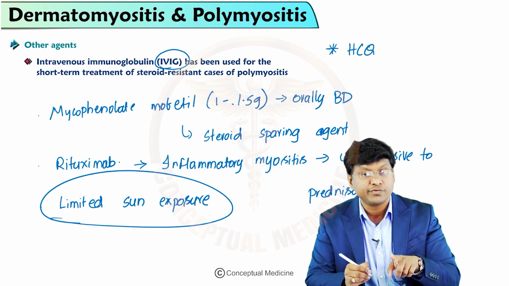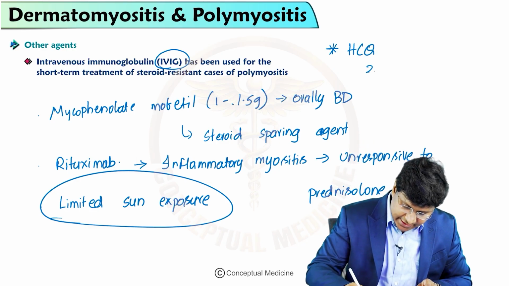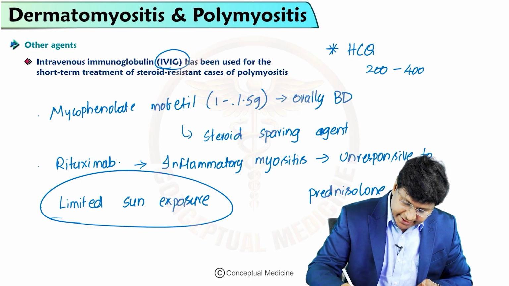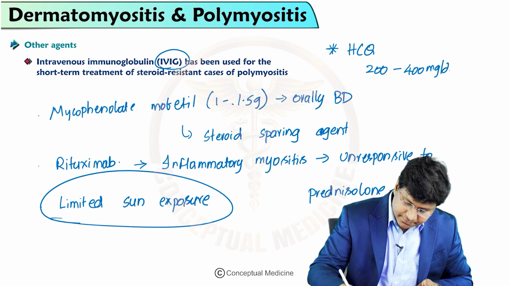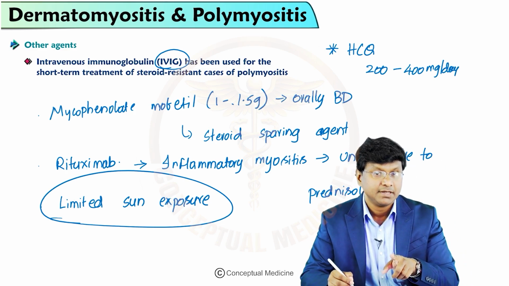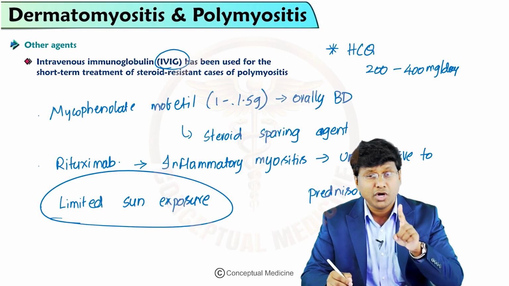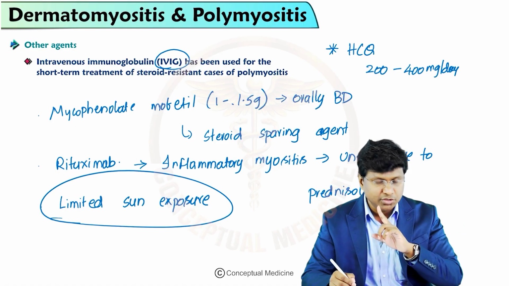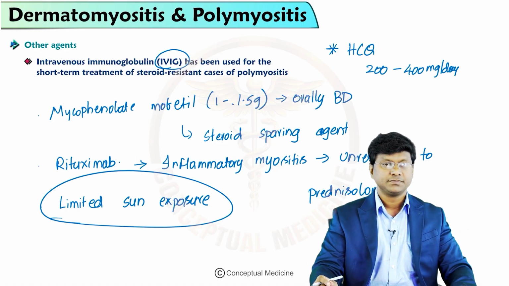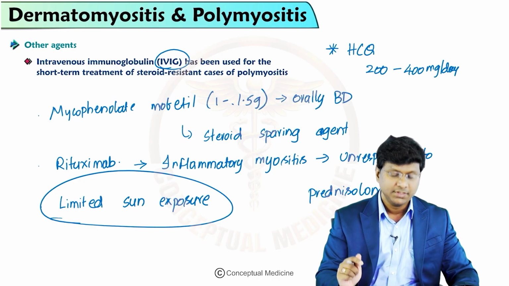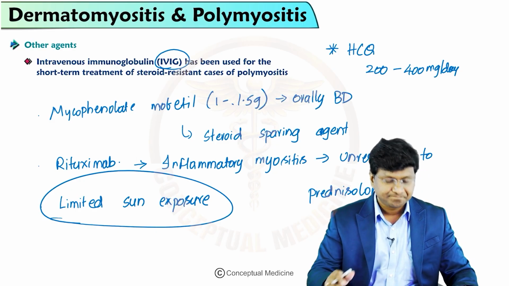And what is the dosage of hydroxychloroquine? That is around 200 to 400 milligrams per day, right? But it should not exceed 5 milligram per kg. Right, it should not exceed 5 milligram per kg. Even this will reduce the skin disease. And what should be the diet?